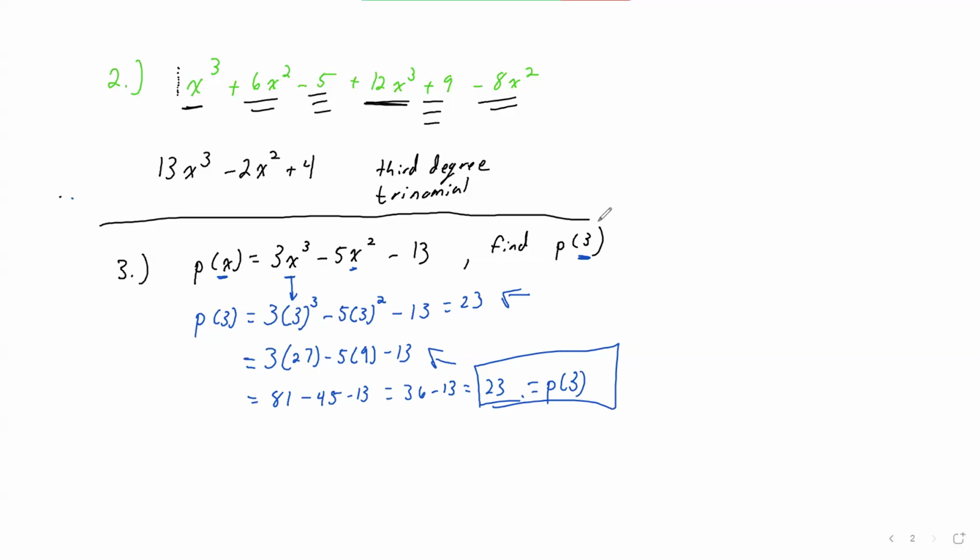Oh, it was given to me. That was part of the question. I did not come up with that. The question was find P of 3. I didn't just pull it out of thin air. That was the question. That's a good one.